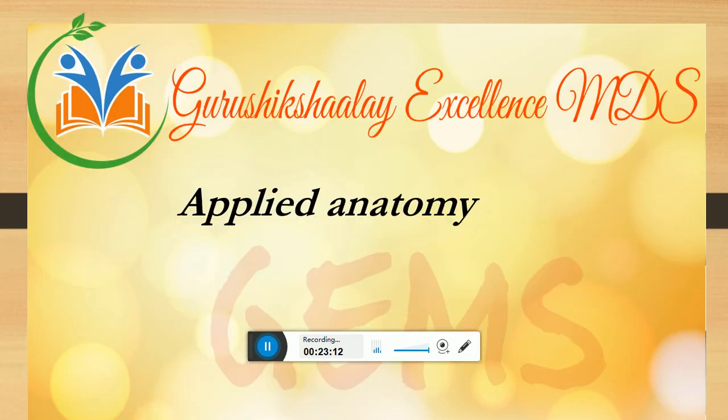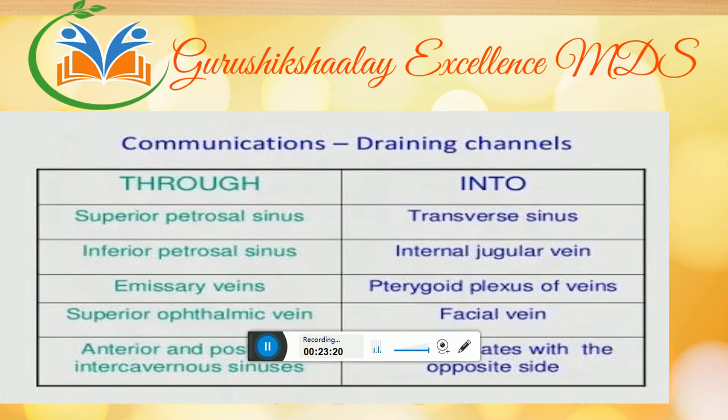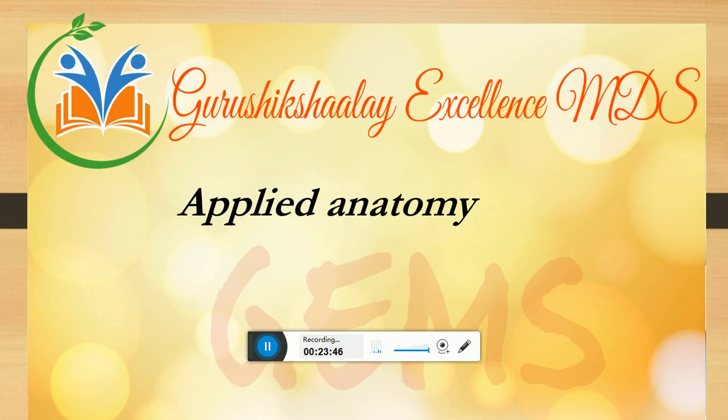Okay. So, and then we have something known as applied anatomy. We can do this. We can finish this. If you can give a few more minutes to this: into the transverse sinus through the superior petrosal sinus. Okay. Into the internal jugular vein through the inferior petrosal sinus, into the pterygoid plexus of the veins through the emissary veins, and into the facial vein through the superior ophthalmic vein, and they communicate with each other, right and left, through the anterior and the posterior intercavernous sinuses.